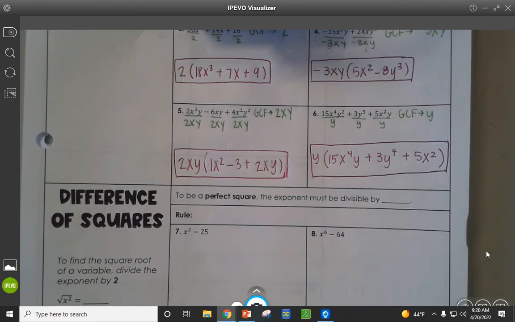So you just find whatever you got. We got to find whatever every term has in common. Any questions on that? Then we're going to do difference of squares today. That's all we're going to be doing today.